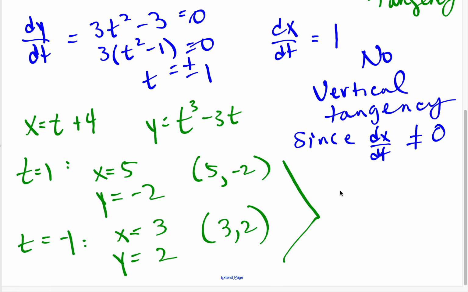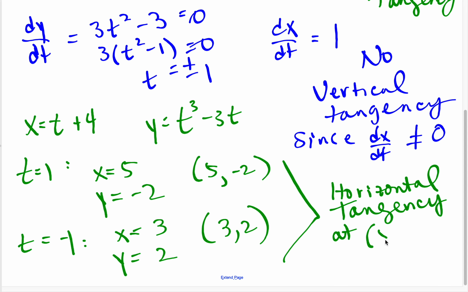So what did we just find? We have horizontal tangencies at 5, negative 2, and 3, 2. All right, so here's what I want us to do. We're going to check our results by plugging this in our calculator.